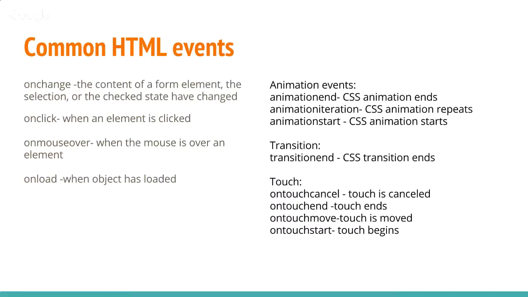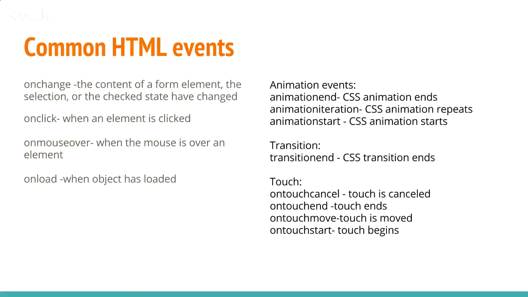And then animation events. So there's animationend, that's the end of a CSS animation. Animationiteration will kick off an event whenever the animation begins to repeat. And animationstart is when an animation begins. So those are all based on the CSS animations. And then transition only has one that I found, and that was transitionend. So if you were having something transition over a period of time and you want to run specific code when that transition ends, you can use transitionend.